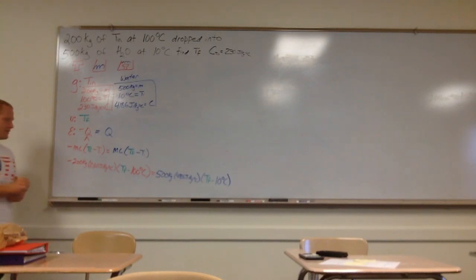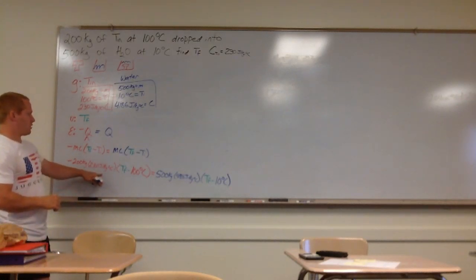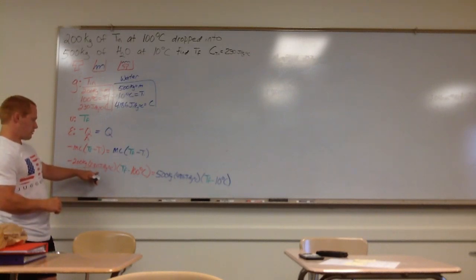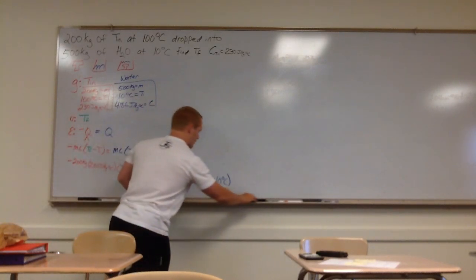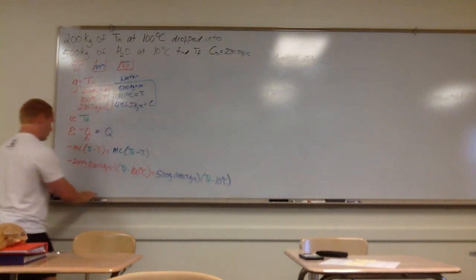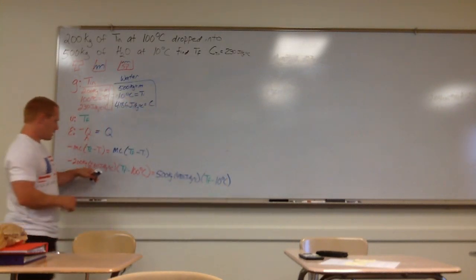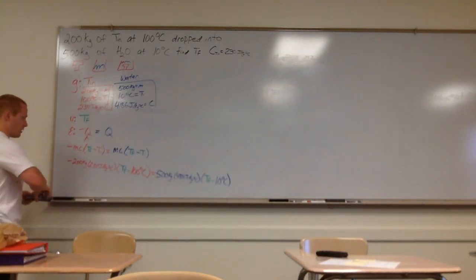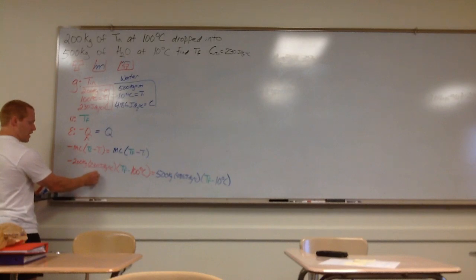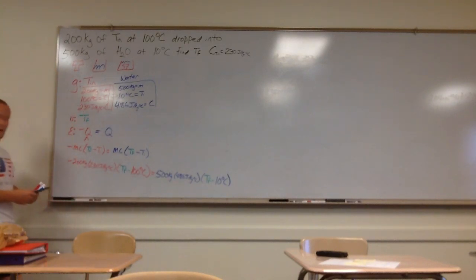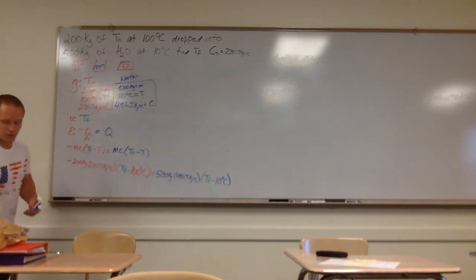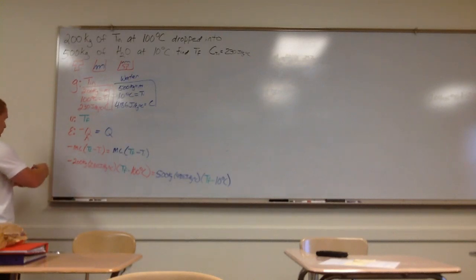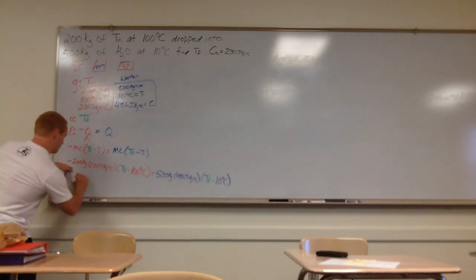So what I'm going to do is distribute these values, and I'll show you what I mean by that. I'm going to take negative 200 times 230 and solve that value, and then it's going to be multiplied by the TF minus 100 degrees Celsius. So 200 times negative 230 is 46,000, so we're going to have negative 46,000.